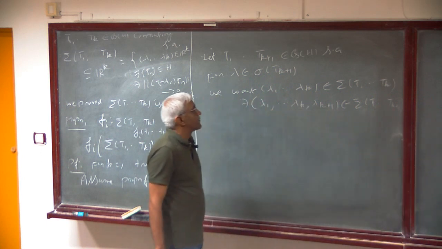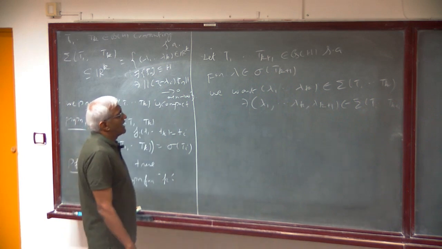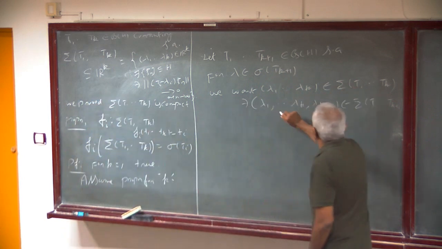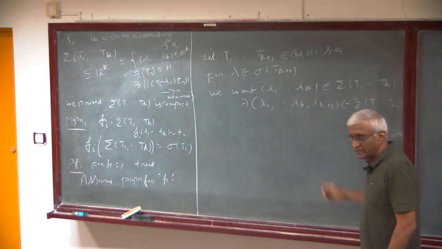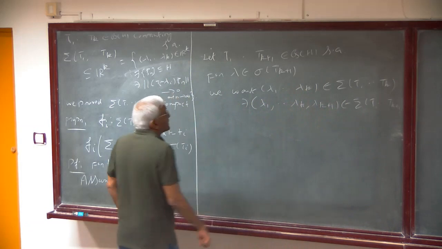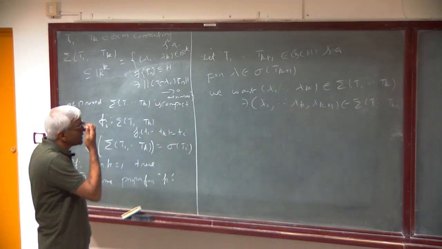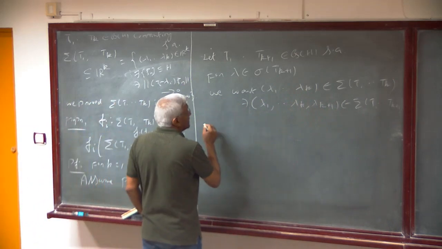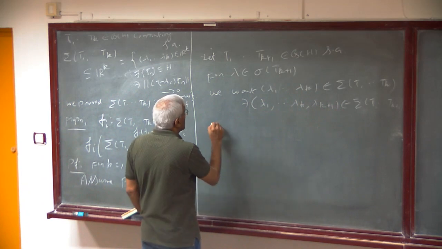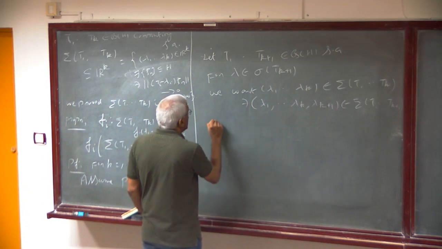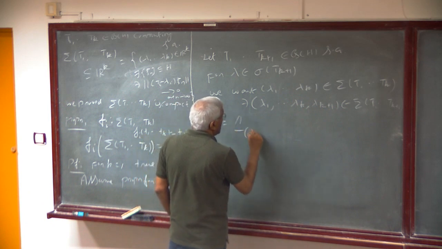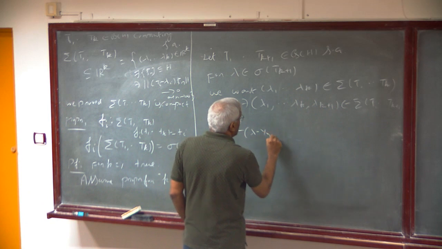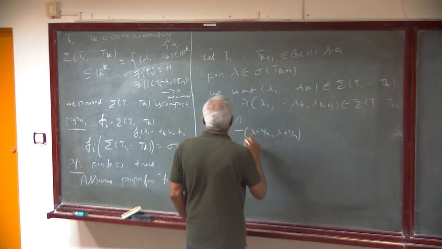It just follows. We don't even need this. Sorry, this is what we need to prove, but that will follow from this, of course. So for each n, let Pn be the spectral projection of the interval from lambda minus 1 by n to lambda plus 1 by n of Tk plus 1.